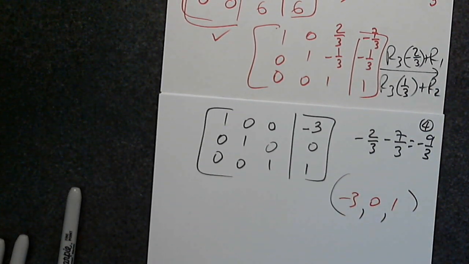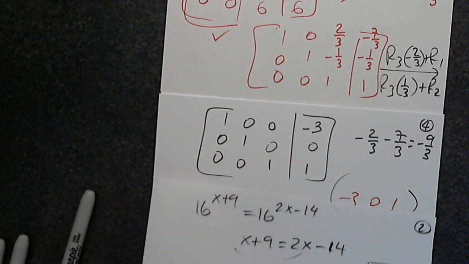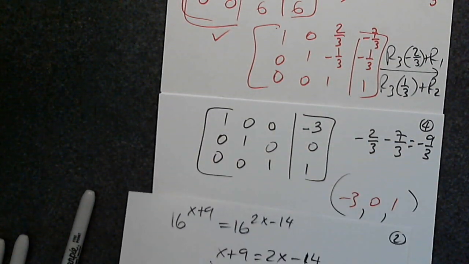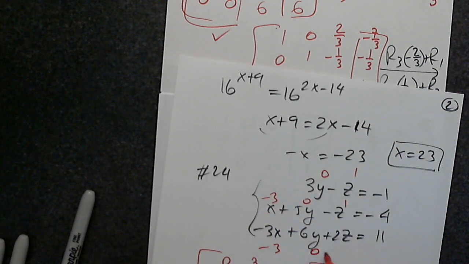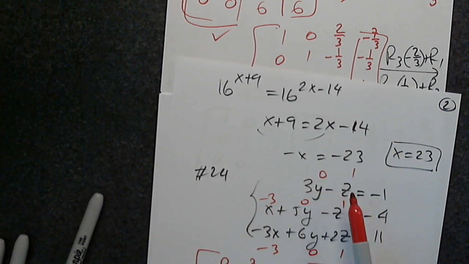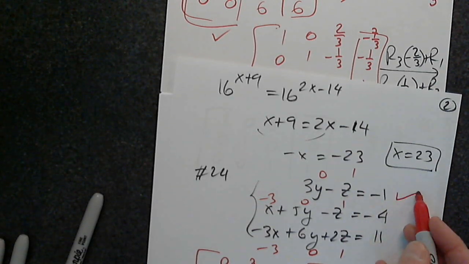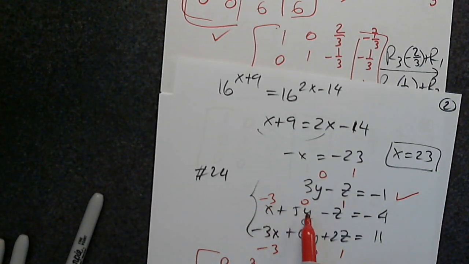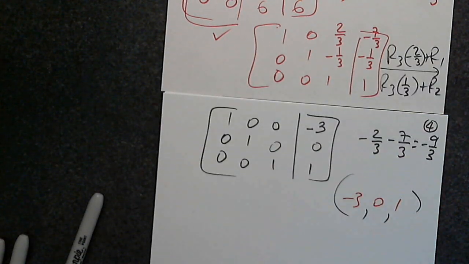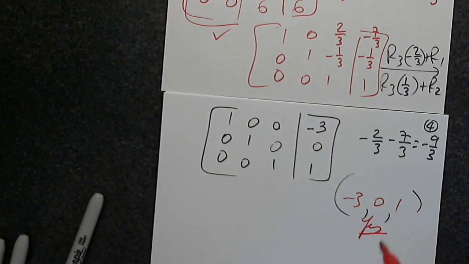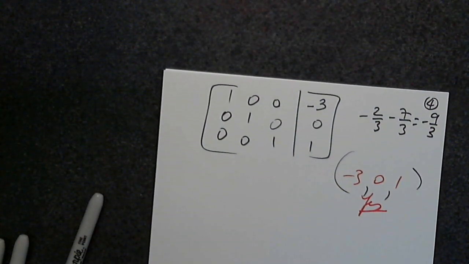good. I don't trust it till I go back. 0, 1, negative 3. 3 times 0 is 0, minus 1, minus 1. Negative 3, this is 0, negative 3, minus 1, negative 4. Positive 9 plus 2, 11. Yes. So now I am absolutely certain that this is the correct answer. And no one can find another. This is it.